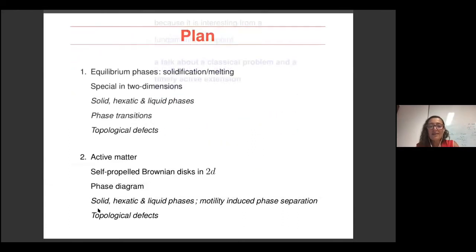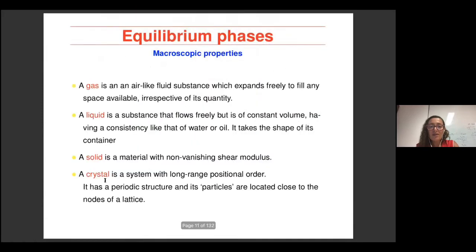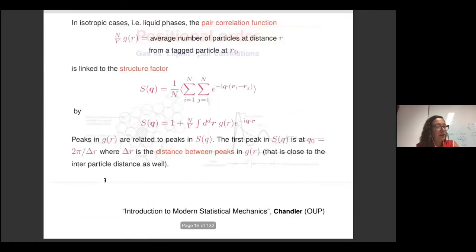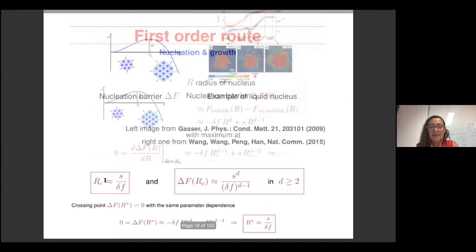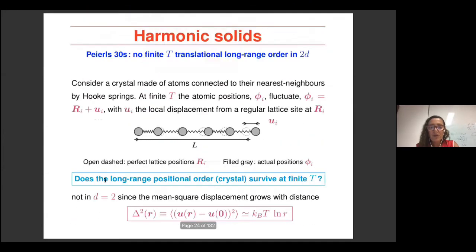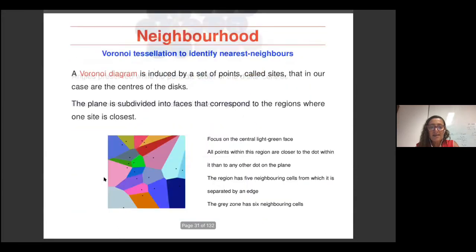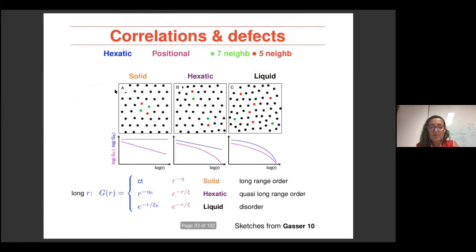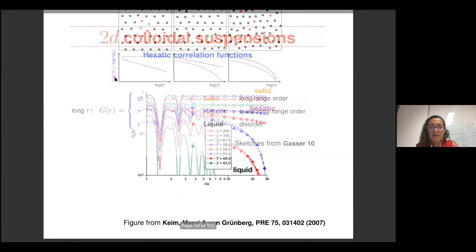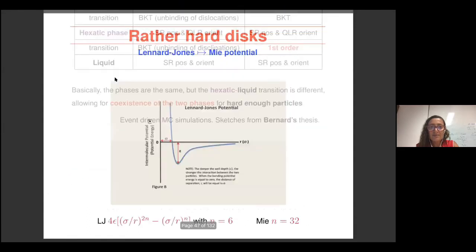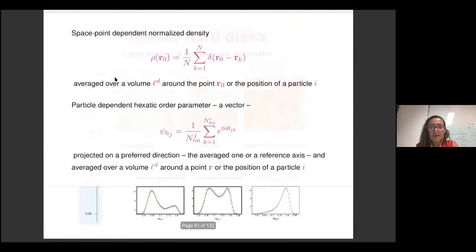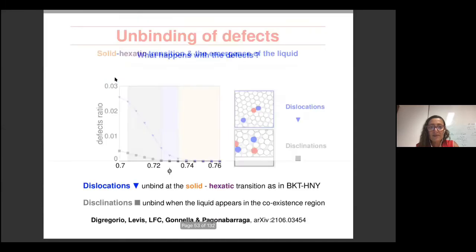Okay, so I'm going to change a little bit the order in which I want to do the presentation, because I only have half an hour. So this was a long introduction about melting, but since the focus is on active matter, I will go to the definition of active matter, and then eventually go back to melting. I have lots of things here.